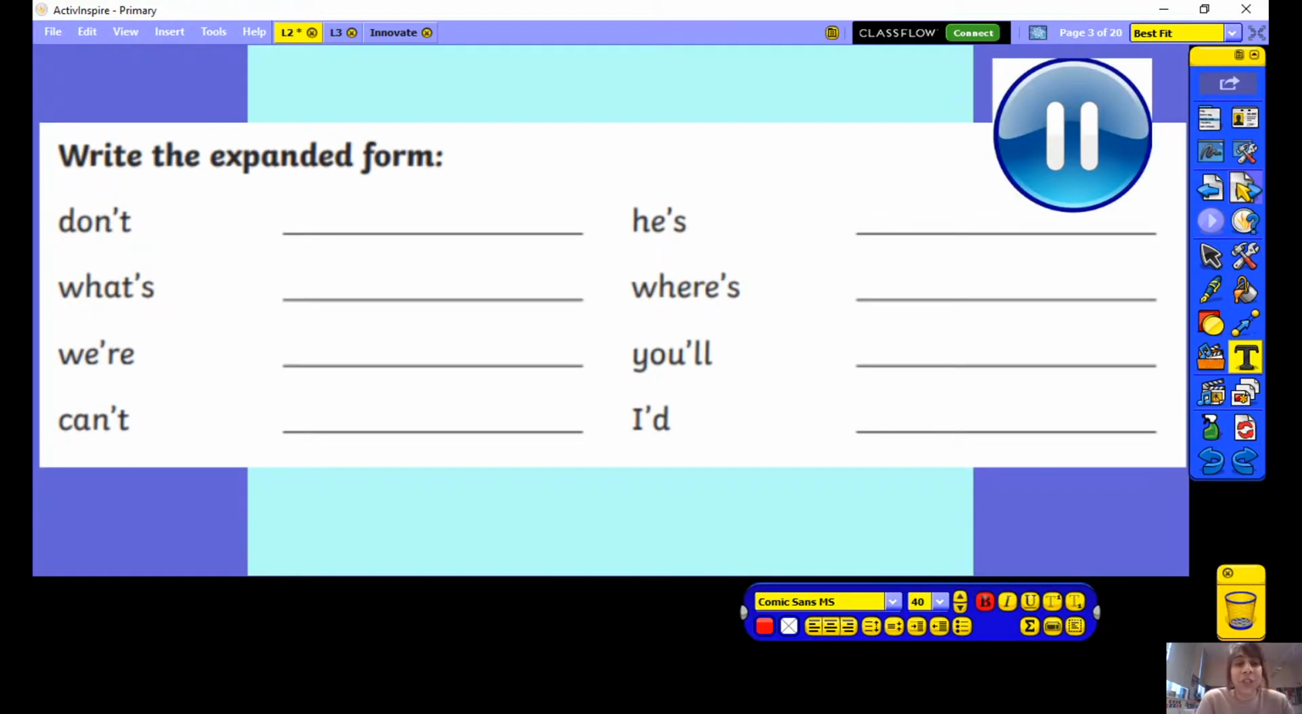Okay, so now we are going to do a switcheroo. I have given you the contractions this time, but I actually want the whole expanded form, which means what two words have come together to make that contraction. So I've got don't, I know. The two words that came together to make don't are do and not. So again, press pause here, fill out what the expanded forms would be, and then press play when you are ready for your answers.